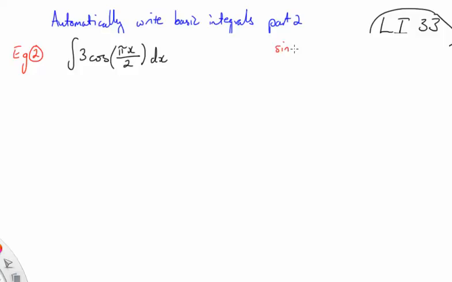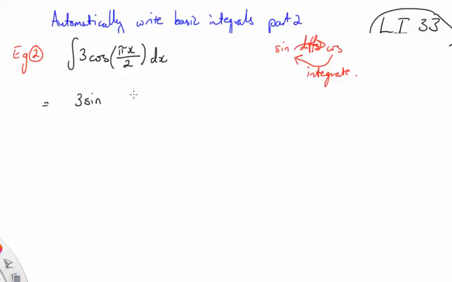I think, well, I know that sine diffs to cos. So taking the derivative of sine, you get cos. So cos must integrate to sine. So I know that the answer is going to be sine something or other. And I know I have a constant here. So constants, they sit out the front.